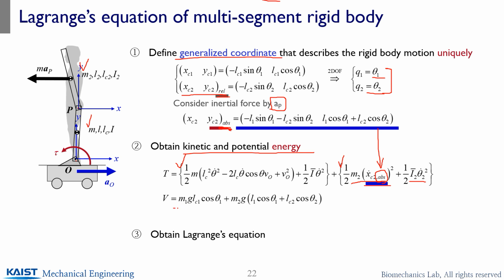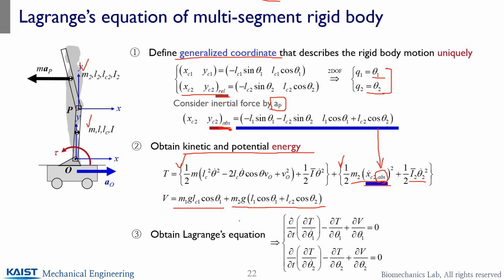Gravitational potential energy for the lower segment and the upper segment could be expressed this way. And you can just plug that into Lagrange's equation and obtain the equations of motion for the first segment and second segment. And note that you have two generalized coordinates. So you have a derivative for theta 1 dot and theta 1 here, and then theta 2 dot and theta 2 here. So you have two sets of equations of motion that will establish the equations of motion for 2 degrees of freedom.